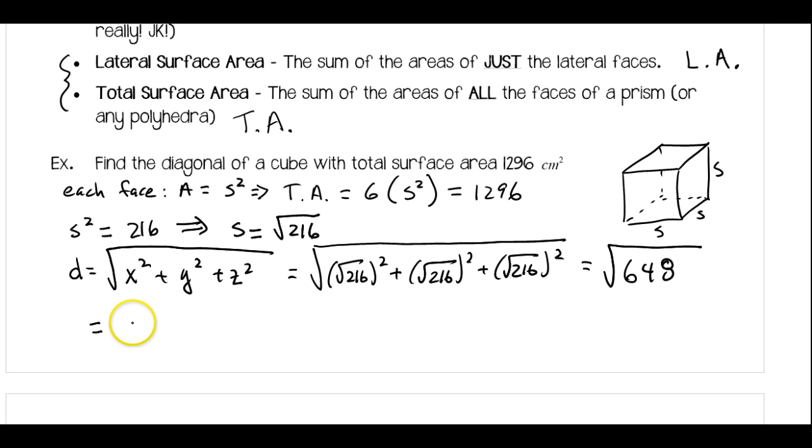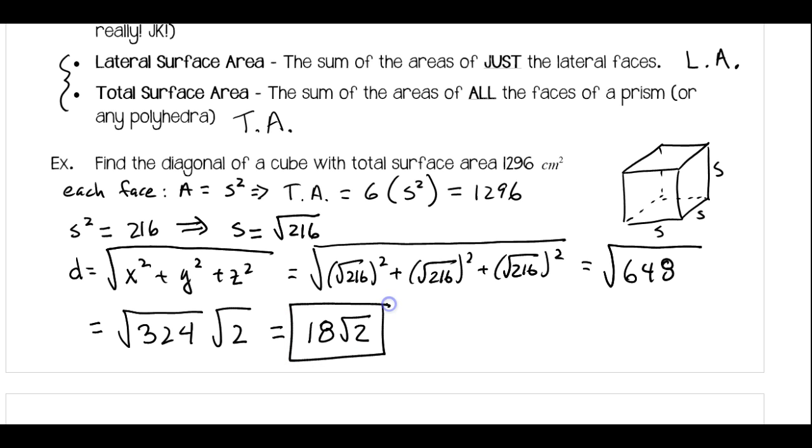And if I simplify this, I know it's going to be the square root of 324 times the square root of 2. And the reason I picked 324 is because that's a perfect square. That's 18 squared, so we have 18 root 2. So there's the diagonal of the cube.